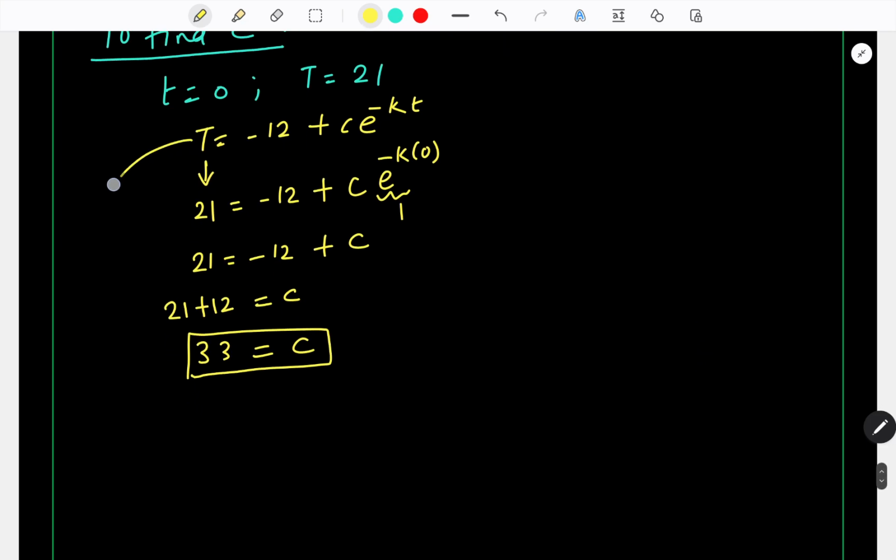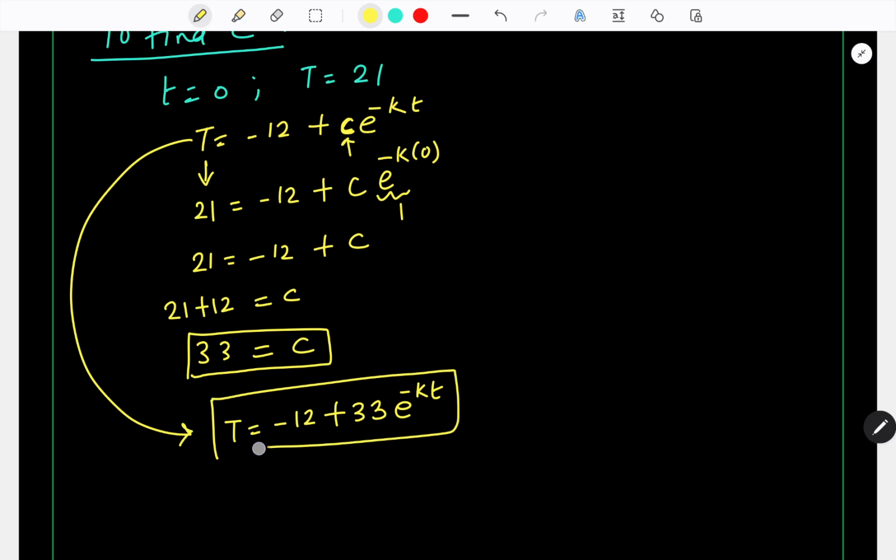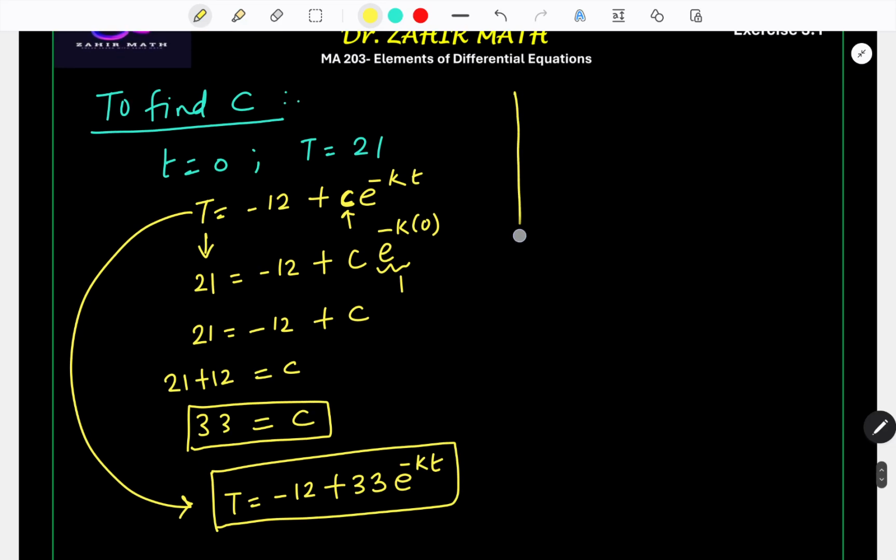So what happens to this equation? This equation is T equals minus 12 plus your C, which is 33, and then e power minus KT. Let me write the equation solution again: T equals minus 12 plus 33 e power minus KT.